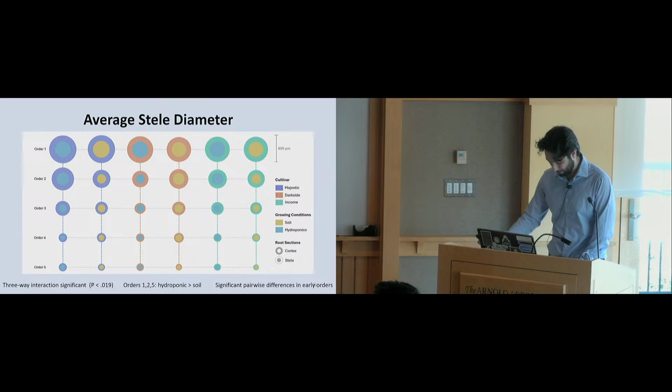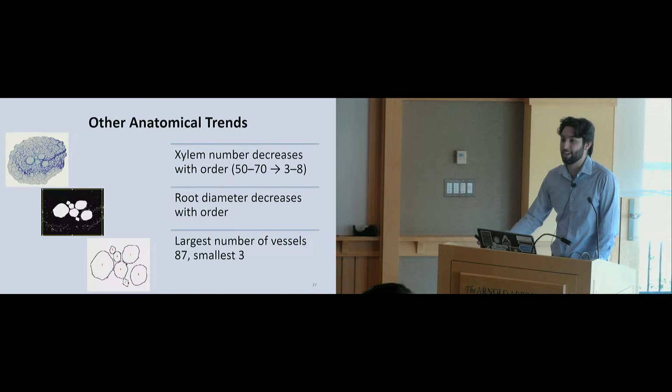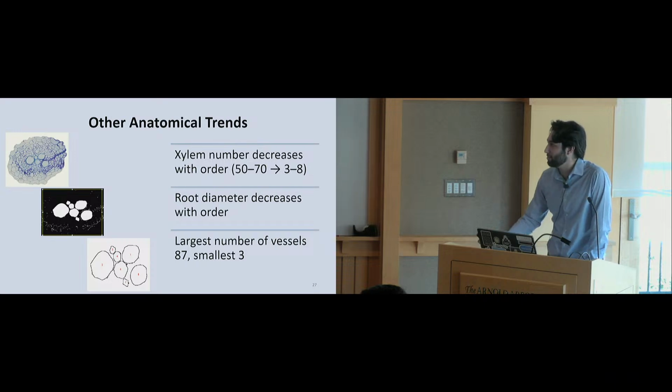So then for some other interesting trends, as expected, our xylem number does decrease dramatically with increasing order, right? A first order root has between 50 and 70 xylem typically. That's what we saw on average, and that drops down somewhere between 3 to 8 for our fifth orders. And that's expected, right? Same thing with your root diameter decreasing with order. And then we did have some interesting outliers. We had one root with 87 vessels. That was a Dark Side root. And then our smallest was all the way down to 3. And those are just like little itty-bitty babies.